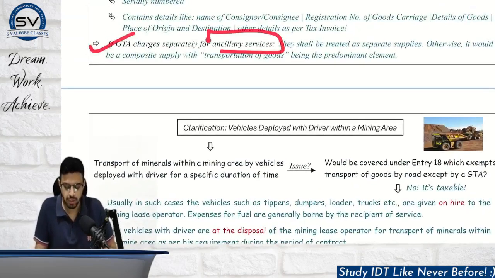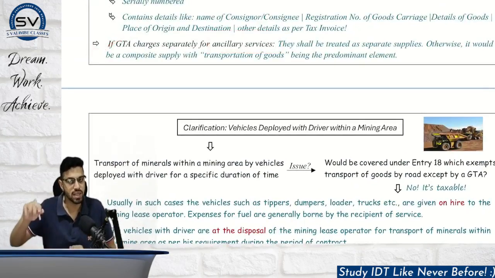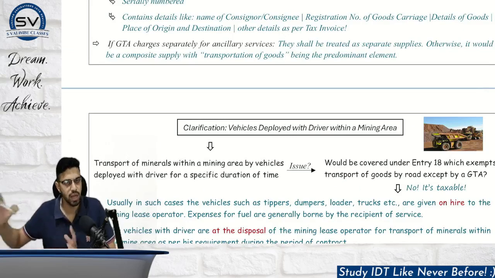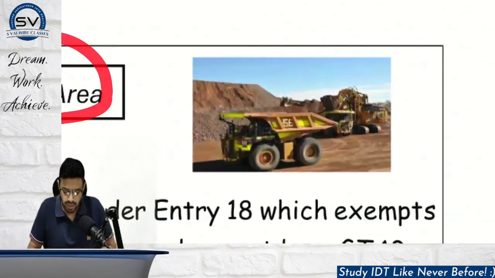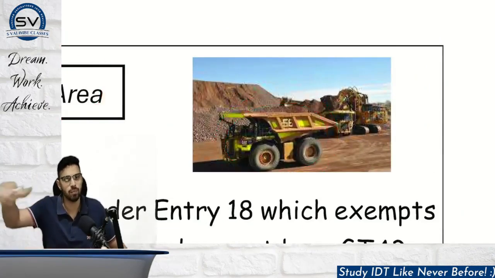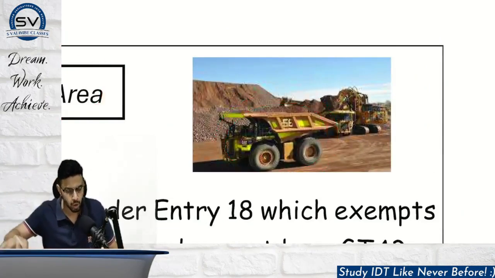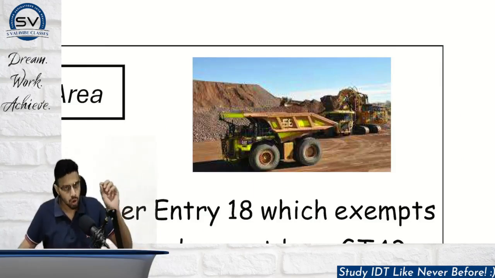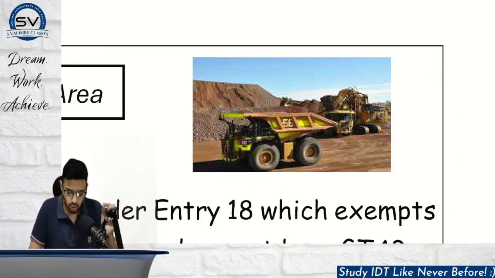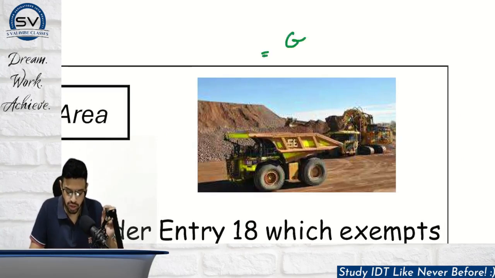Okay, so basically with respect to ancillary services, if the GTA charges separately and provides a separate invoice, it will be taxable separately. If not, it will be a composite supply, the main supply, the predominant element being the transportation of goods. Now, one clarification with respect to vehicles deployed with a driver within a mining area. So suppose there is a mining area in which a truck or one vehicle is deployed with that person. So the entire control with respect to the contract period, let's say for 1 month, is with the mining operator, right? Not with the person who is providing this service. So do you think this service is a goods transportation service?